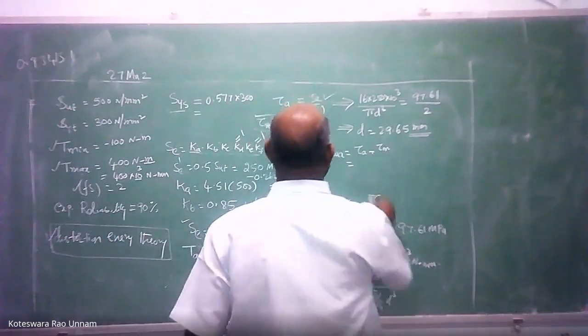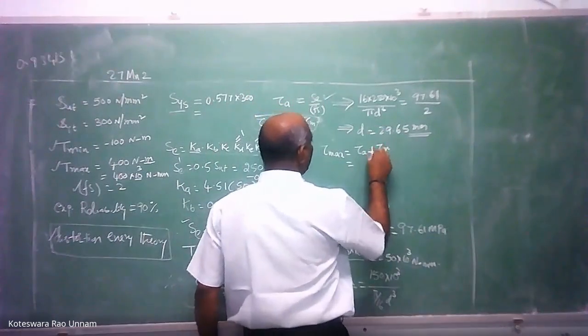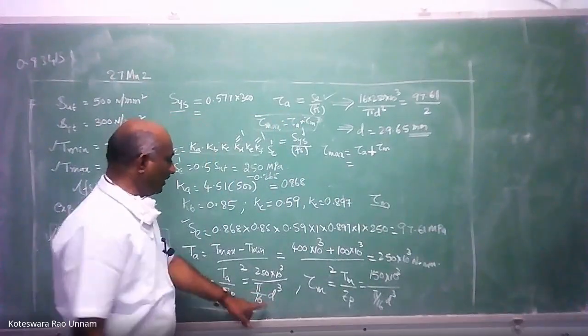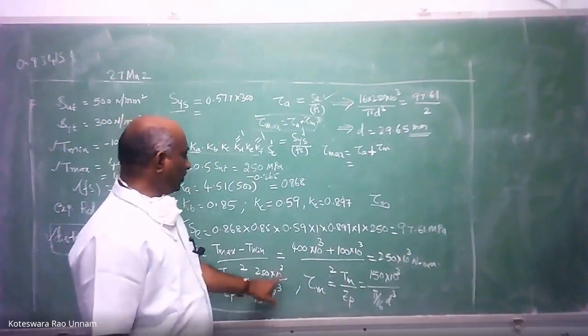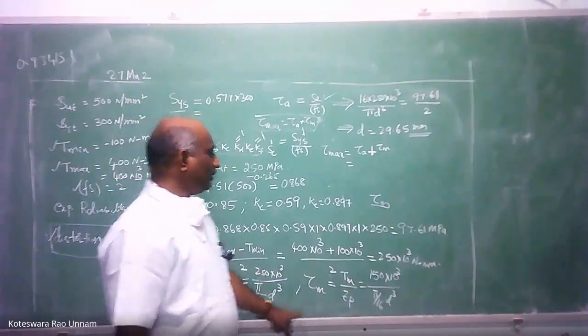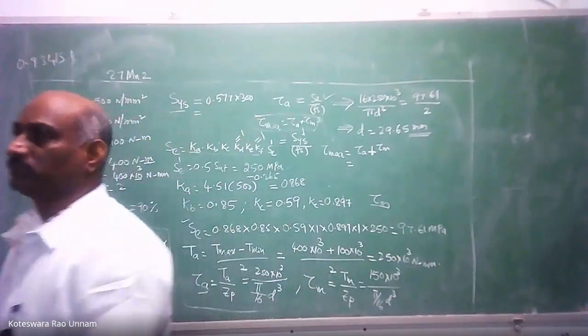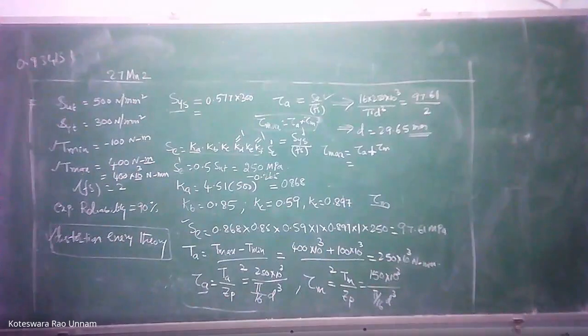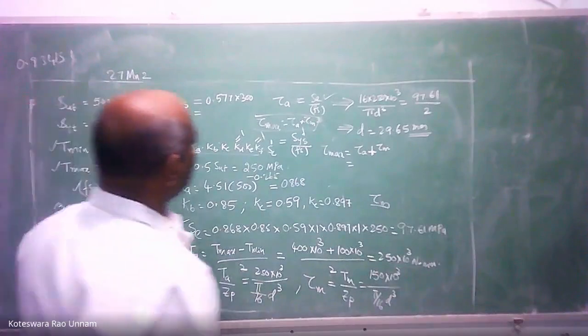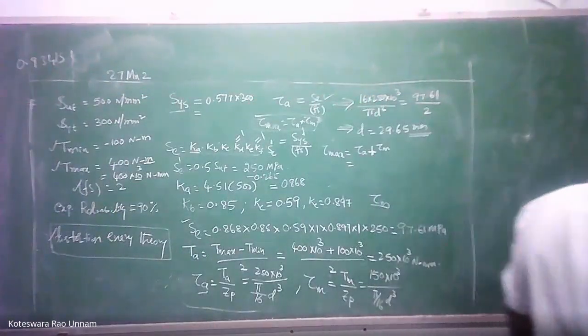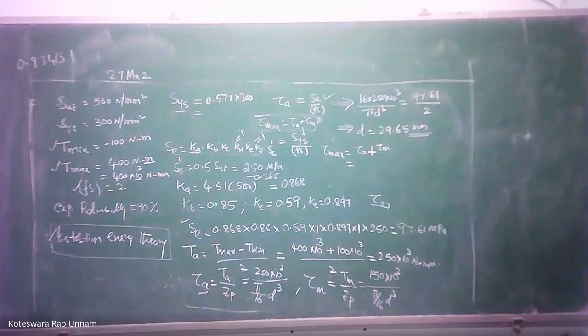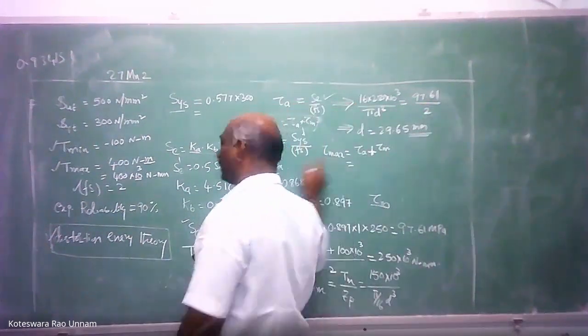What is the value? Tau A plus tau M. You will get it in terms of D only, D cube only. So 16 into 250 into 10 cube divided by 5D cube, 16 into 150 into 10 cube divided by 5D cube. What is the value of tau max?